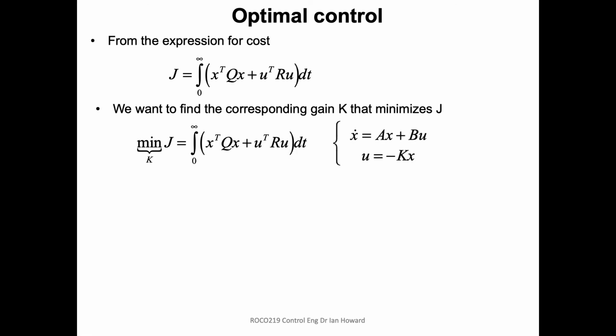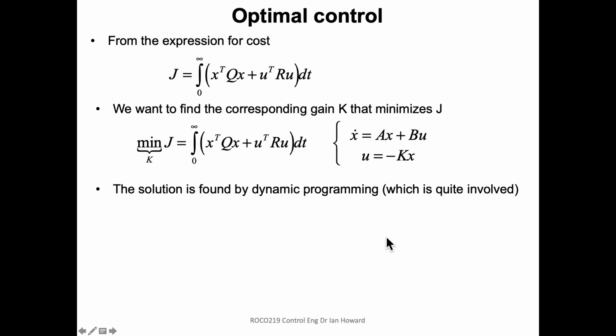Given that we've got a state feedback controller system, which is based on this state space model. Now, the solution to this is outside the realms of possibility within this particular module because it's a bit trickier. But basically, it's found by using dynamic programming methods. You'll come across them if you do machine learning.